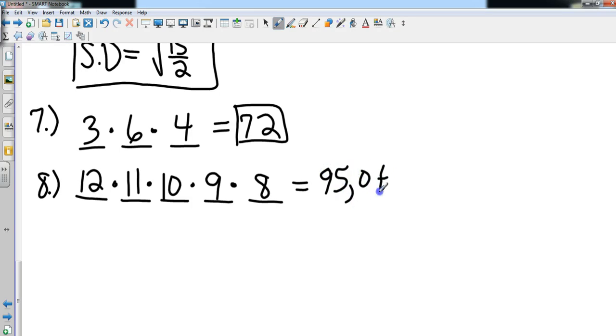95,040. I don't know why I put a circle around that. I've been boxing everything else. There we go. Make it more uniform.